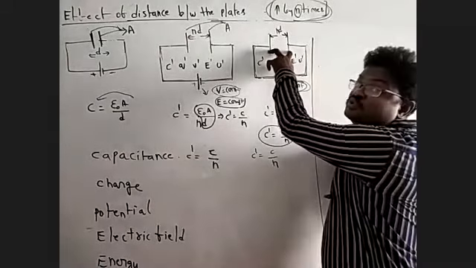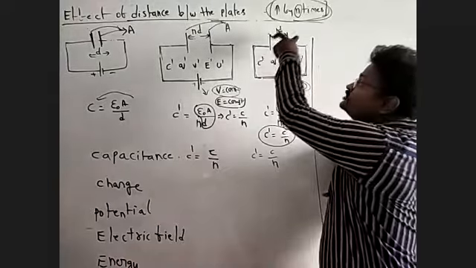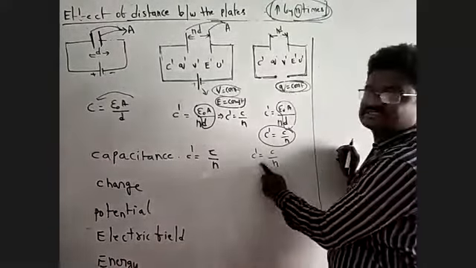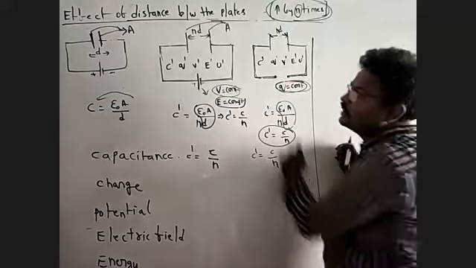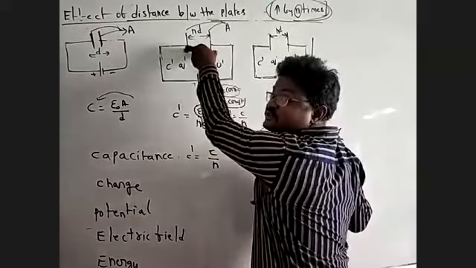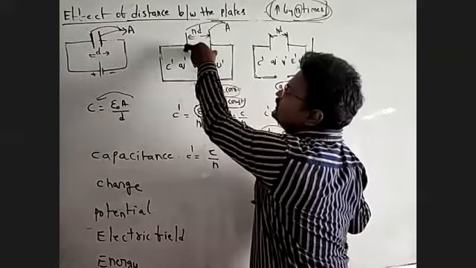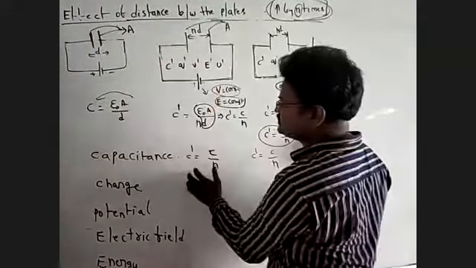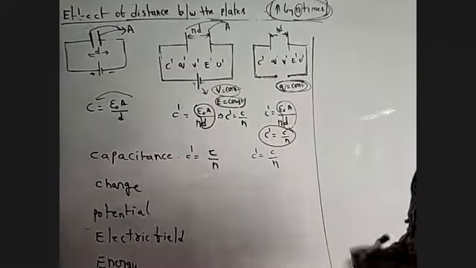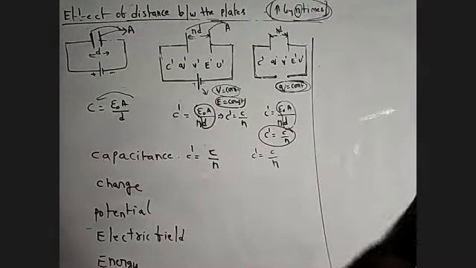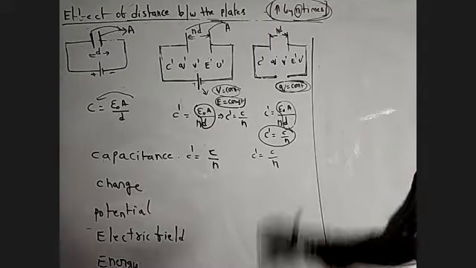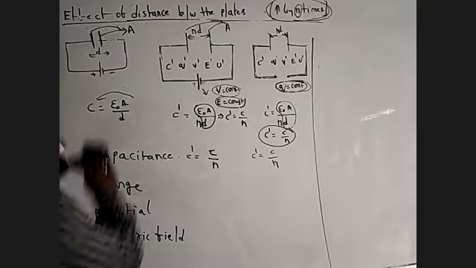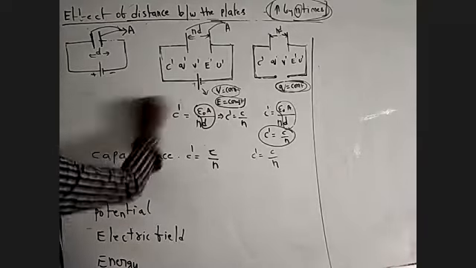The distance between the two plates is increased. When the plates are not connected to the battery, the capacitance decreases. The distance between the two plates is increasing, and when the plates are connected to the battery, the capacitance also decreases. Okay, that is the value. Next, we have to check the next value.